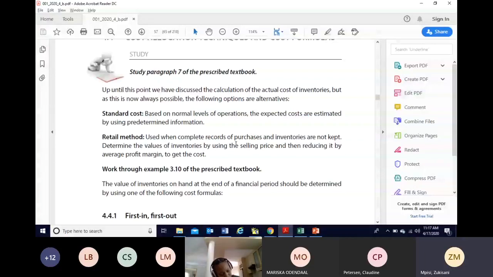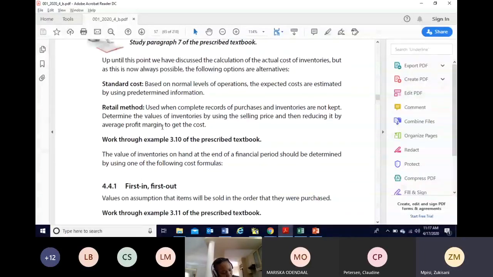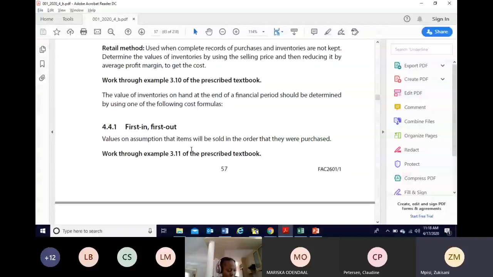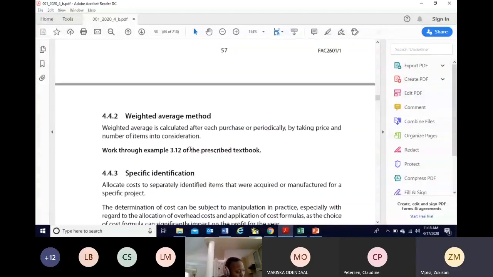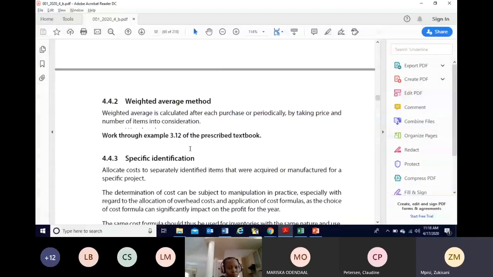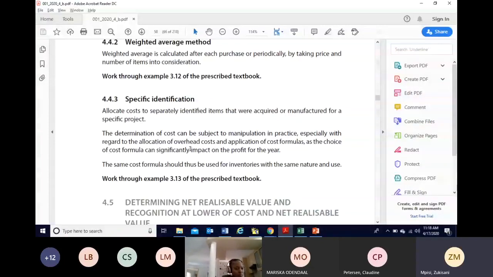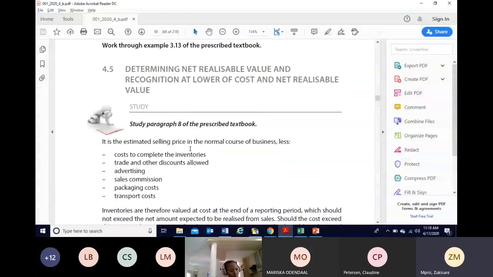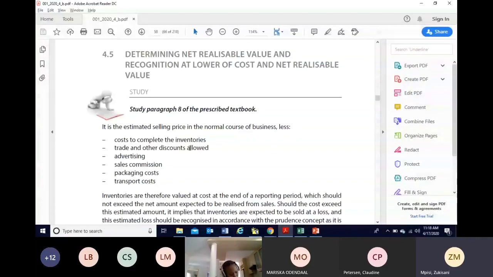Then you've got the retail method, which uses the values of inventories from a selling price and the profit margin and all that. And the other cost techniques that are there are your FIFO and your weighted average method. More examples are also provided in the textbook, but I will try to touch on this as we are doing the examples. And after the weighted average method, we've got the specific identification. So 4.5 deals with the net realizable value.